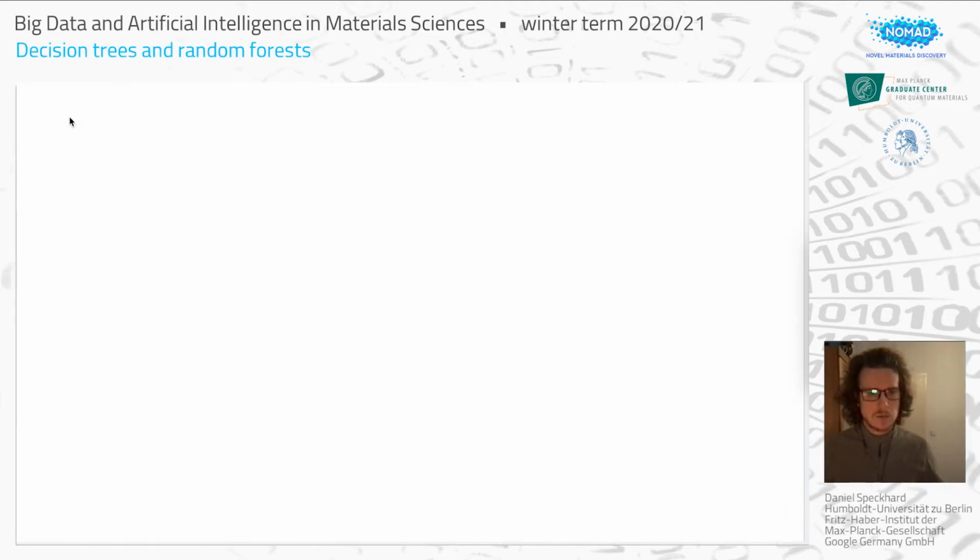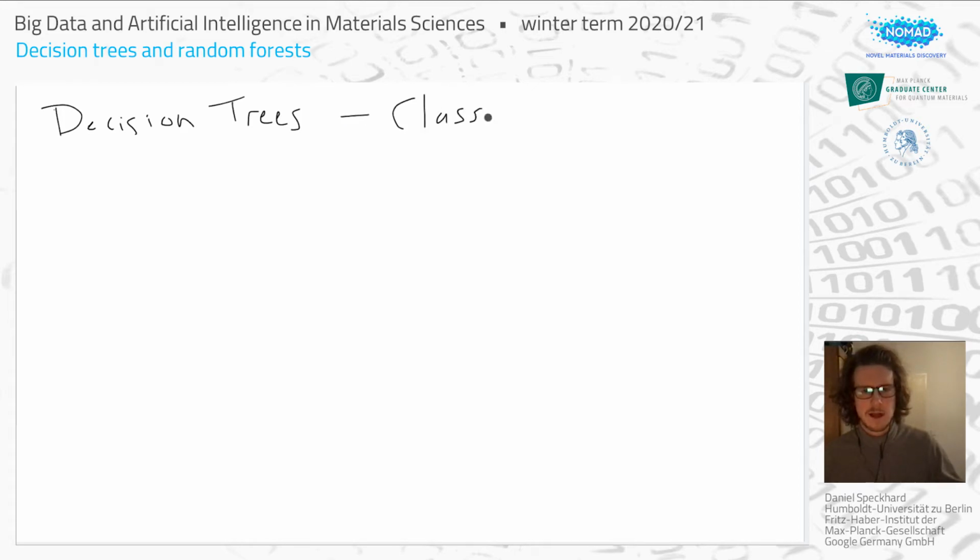Okay, all right guys, so we're going to be talking about decision trees. Let's put that on the board, that's always important, right? And we're going to be talking initially about classification. So we want to classify some new data into different varieties, for instance.